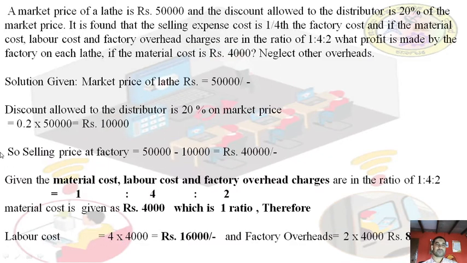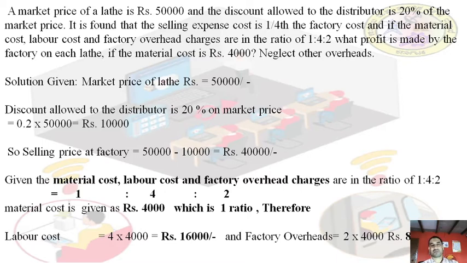Okay. So the next problem is very important. It is always asked in the examination. The market price of the lathe is rupees 50,000 and the discount allowed to the distributor is 20%. So we are selling it to a distributor, so we have to give a discount of 20% of the market price. It is found that the selling expenses cost is 1/4 of the factory cost.